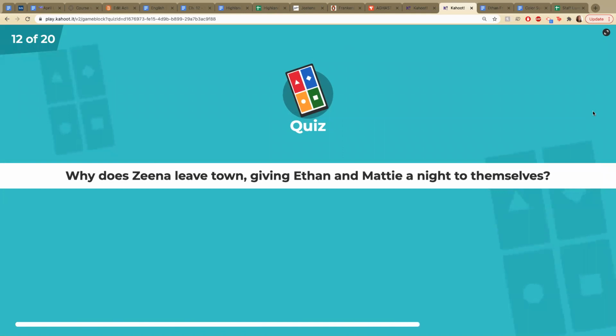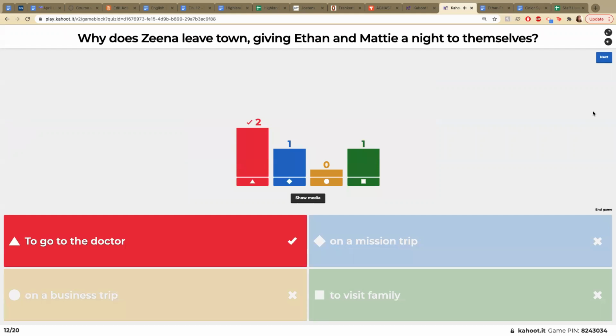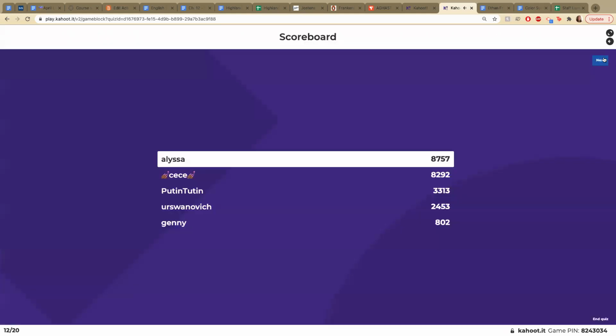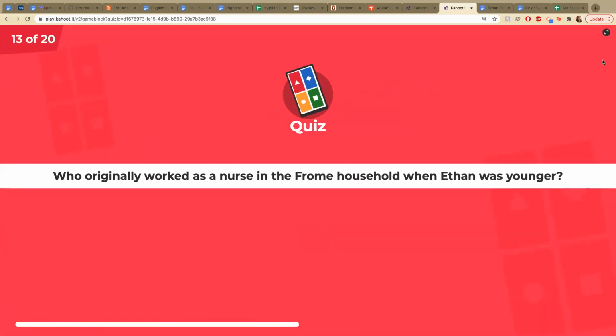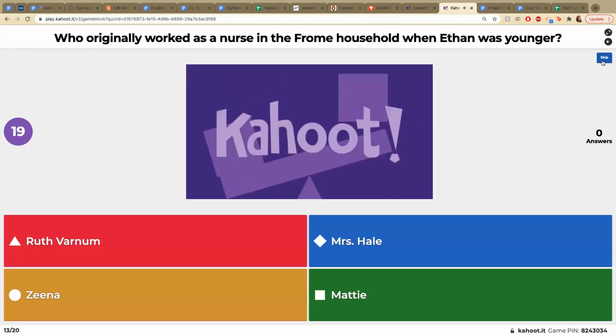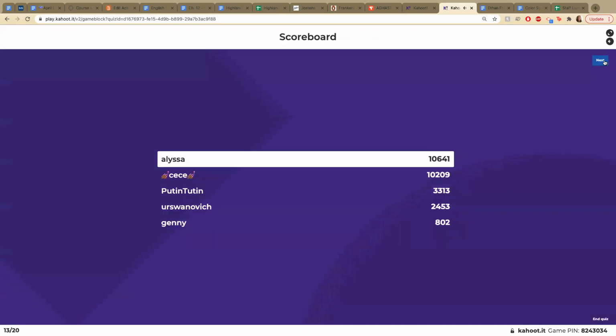Why does Zena leave town, giving Ethan and Maddie a night to themselves? To go to the doctor, to go on a mission trip, to go on a business trip, or to visit family? Yeah, going to see that doctor in Bettsbridge. Who originally worked as a nurse in the Frome household when Ethan was younger? Ruth Varnum, Mrs. Hale, Zena, or Maddie? Nah. Took care of his mom.